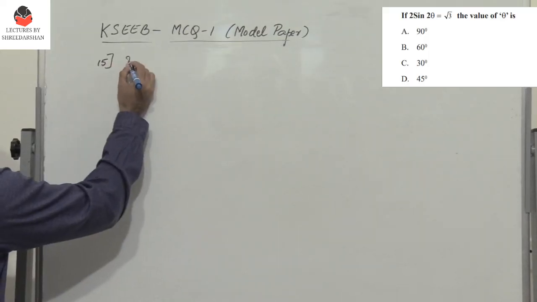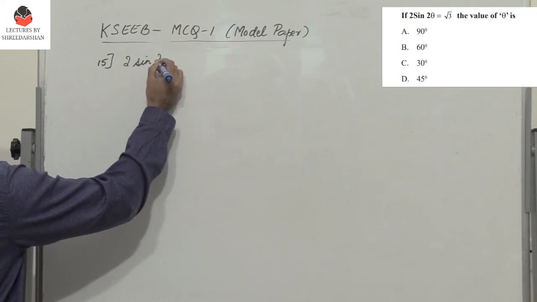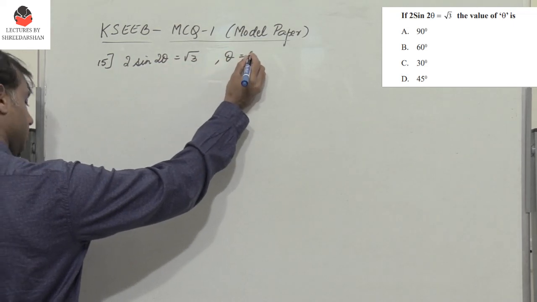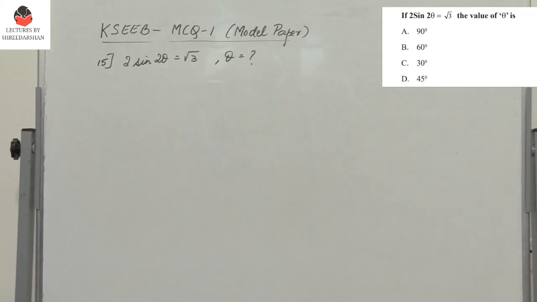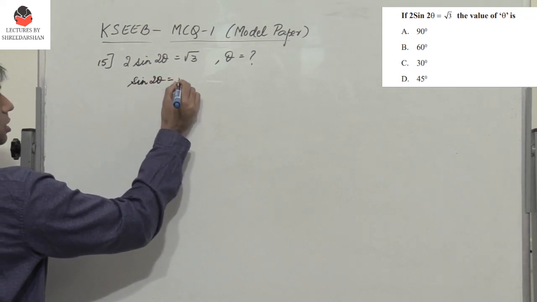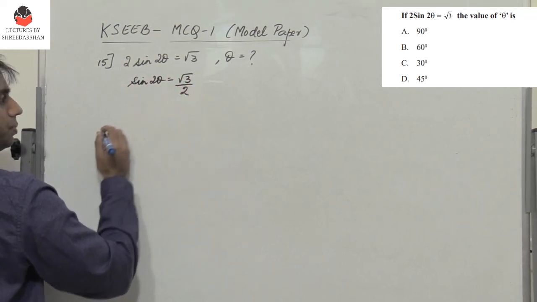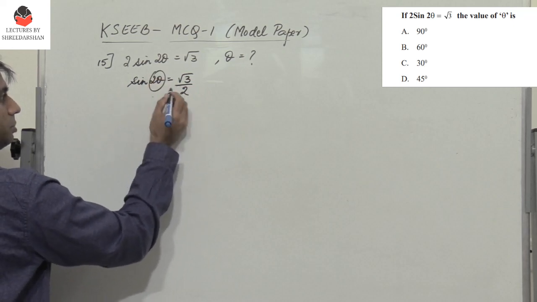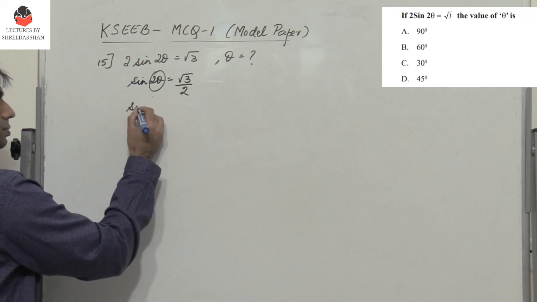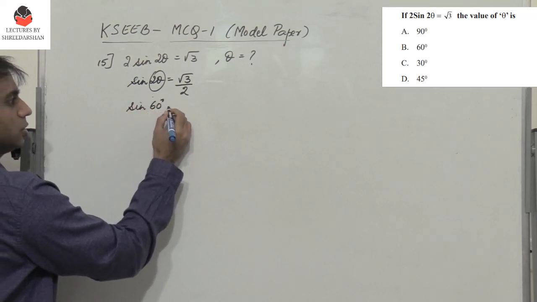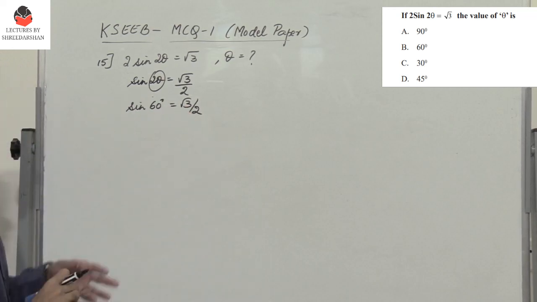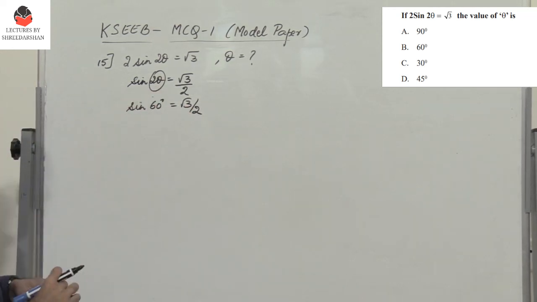15th one, 2 sine 2 theta equals root 3. What is theta? So let's see what theta is. So sine 2 theta is root 3 by 2. Now we know that sine of something equals root 3 by 2. So this angle has to be 60 because we know that sine 60 is root 3 by 2. So therefore 60 equals 2 theta.